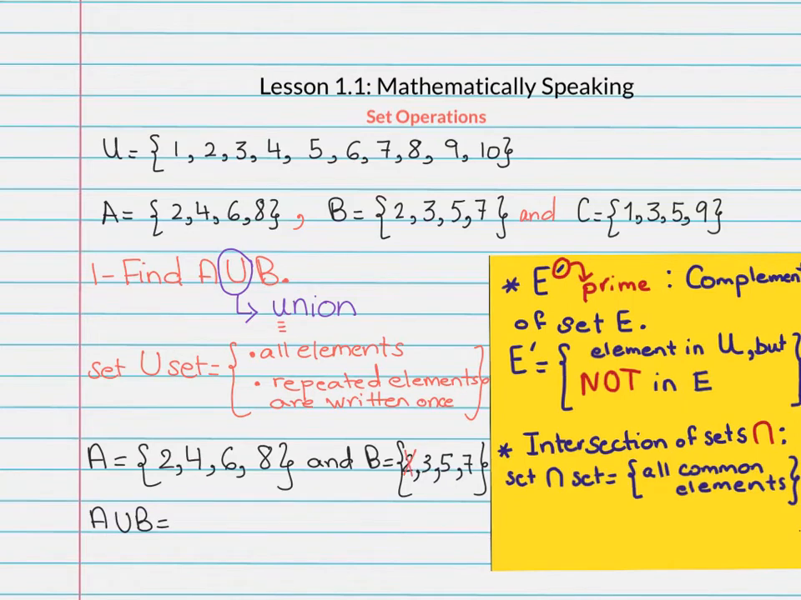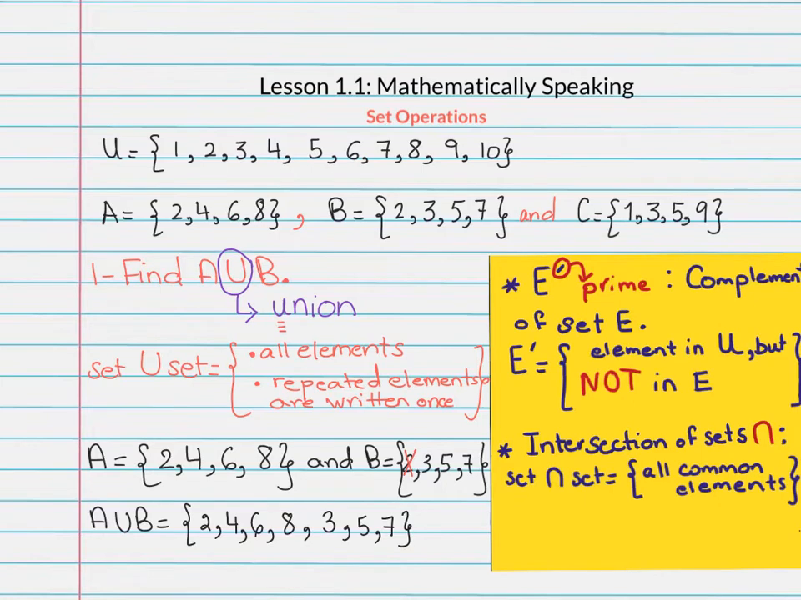Now I'm ready to write the A union B. I have 2, 4, 6, and 8 from set A. I continue with set B directly. 2, I crossed it out because it's already written. Then 3, 5, and 7.